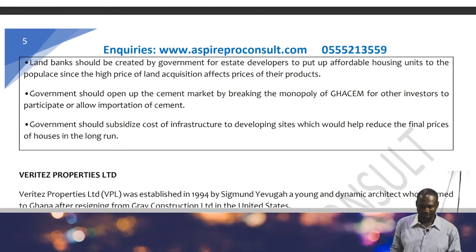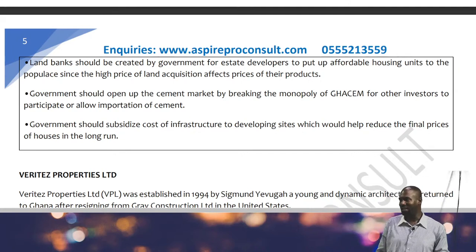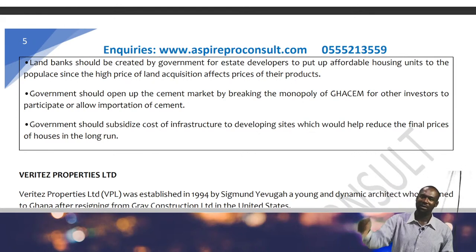What's the last one? Government should subsidize the cost of infrastructure by developing what? Sites. But they are not doing that. And I've already given you the example of what they call Reggie Manuel developing what? The Katamanso site. Are we clear? So that is it. So we are done with this.